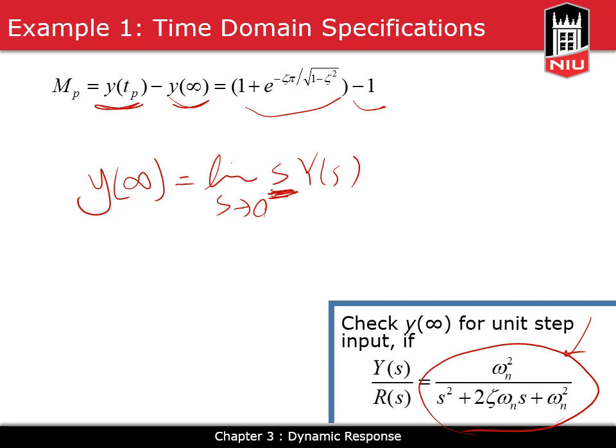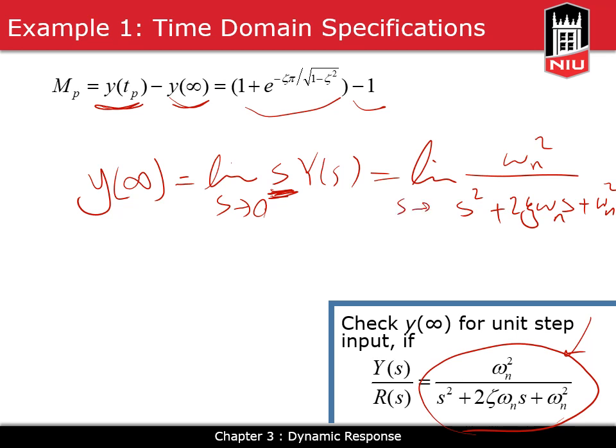The 1 over s in r of s will get canceled by this s right here. So the limit is going to be the limit of omega n squared over s squared plus 2 zeta omega n s plus omega n squared. If you let s approach 0, these two terms are going to be 0. So the answer is omega n squared over omega n squared, which is 1. That's how you find out the final value of the output, that y at infinity is 1.